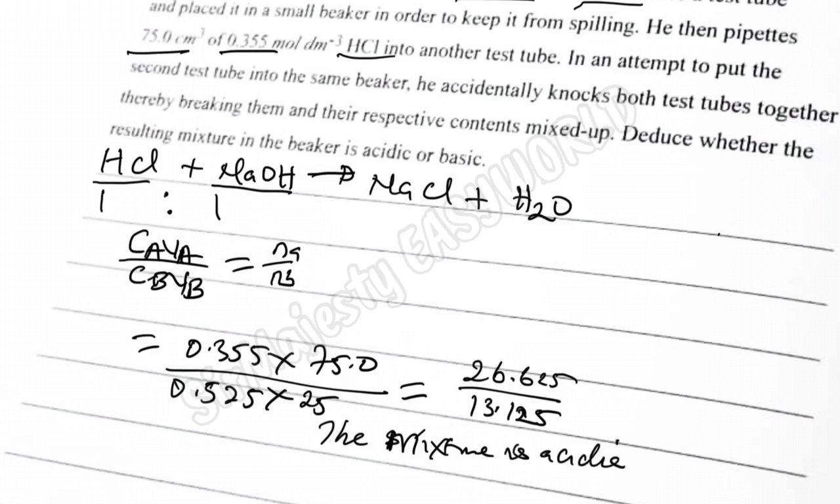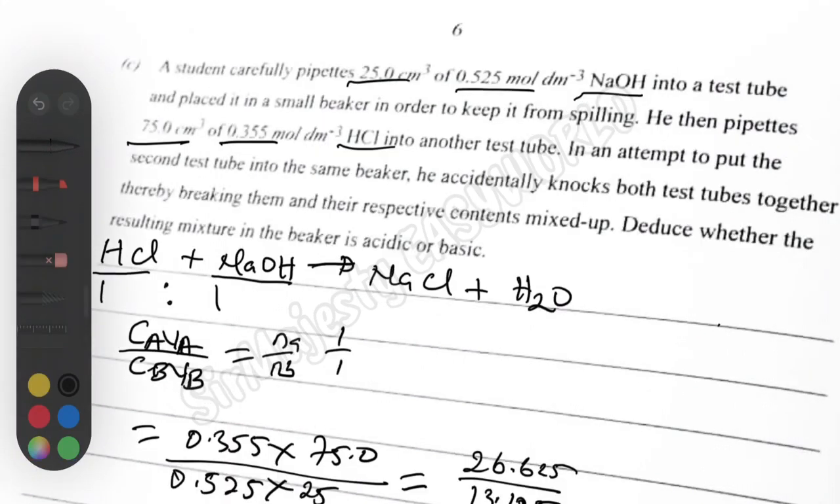Remember, in practical life you can just use your indicator, but here they are trying to give you values so that you can assess what you are expected to get when you use your indicator from the theoretical calculation. So the solution is acidic. The reason is because 26.625 is automatically more than 13.125, but the mole ratio of the acid to base is 1 over 1. It's supposed to be that the numerator and the denominator should be exactly the same. So the mixture is acidic, and that's the final answer.